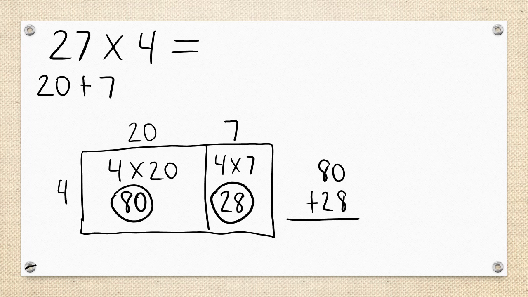Add your ones plus your ones first. 0 ones plus 8 ones equals 8 ones. Now I add my tens. 8 tens plus 2 tens equals 10 tens, which has a value of 100. And my final product equals 108. 27 times 4 equals 108. Let's try one more problem together on the next screen before you get to try it all by yourself.